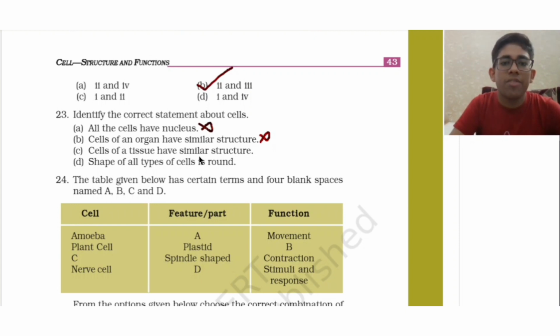Cells of a tissue have similar structure. This is correct because the cells of a tissue are similar cells combined together to perform the same function. So this is a correct statement.